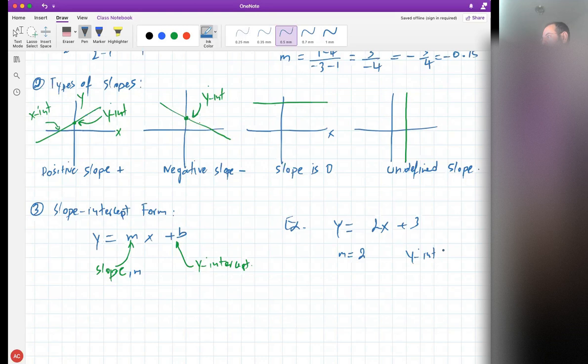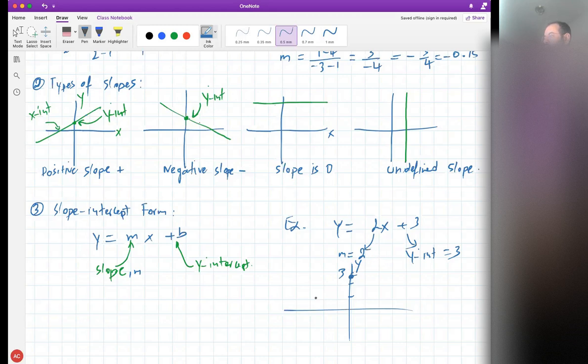The y-intercept is 3, which means the line, however it goes, meets the y-axis here at 3. It could be going anywhere, this way or that way, but it has to go through this point. That's why we call it the y-intercept: 3 on the y. And 2 is the slope.